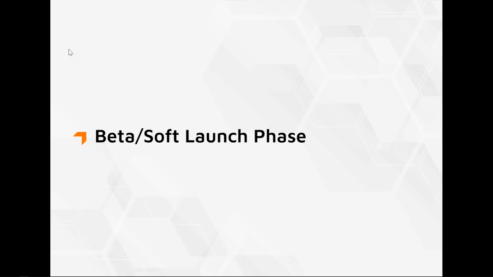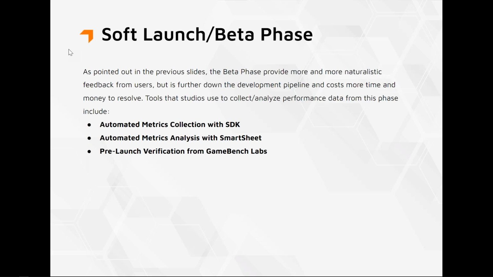So your QA team comes back and says, hey, all the bugs we could find, all of the issues we could find, we've resolved them. We're almost ready to go. Most studios will typically include a beta or soft launch phase. And this could be, again, like I said before, geographically limited, so you're only targeting a specific country or region with your game being released.